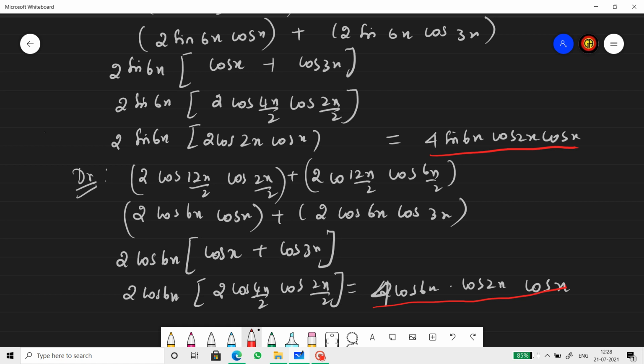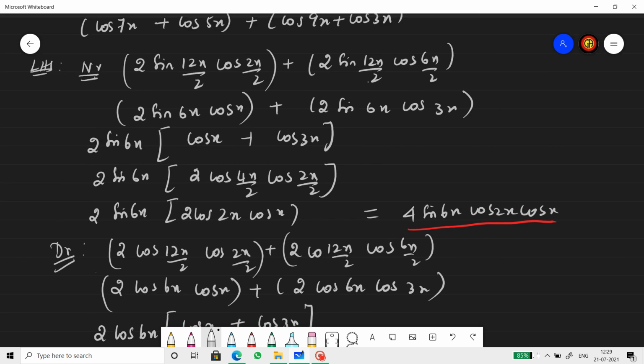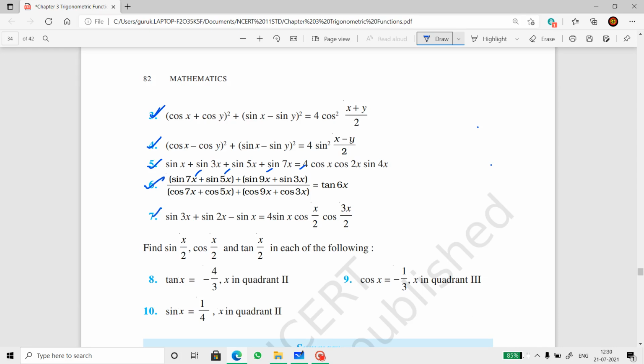Now numerator answer versus the denominator answer, the 4 will get cancelled. All terms get cancelled. Cos 2x will get cancelled. Cos x will get cancelled. So you will have sin 6x by cos 6x. What is sin by cos? Tan, isn't it? So we get tan 6x. And I think we proved this. Yes, we got tan 6x. So the 6th is finished.